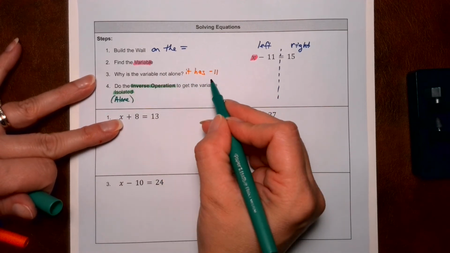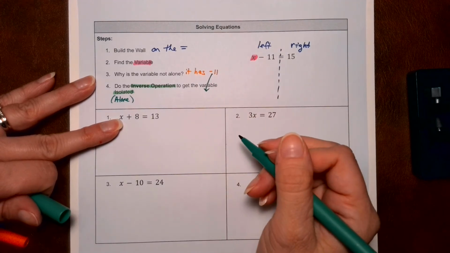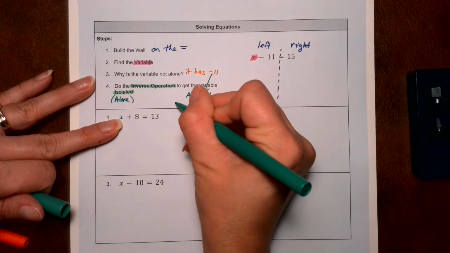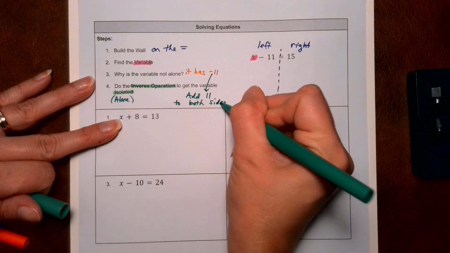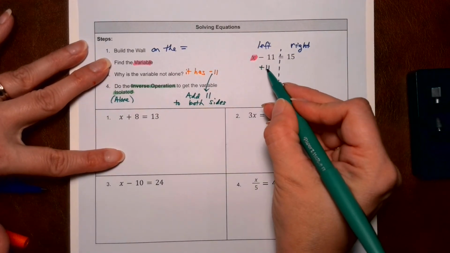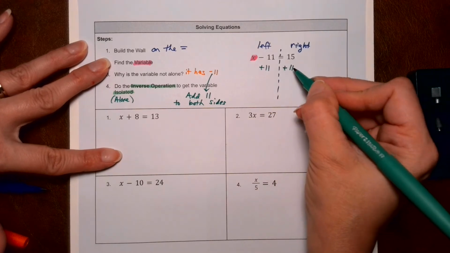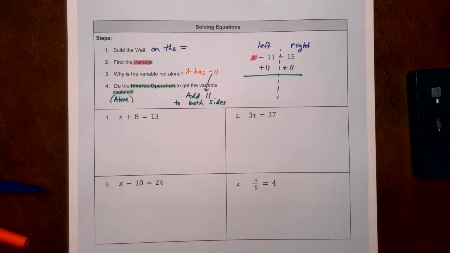So what's the inverse of minus 11? Okay, what's the opposite of that? Okay, we need to add 11 to both sides. To both sides, okay? So if I add 11 to the left side of the wall, I need to add 11 to the right side of the wall, okay? So what happens when we do that?